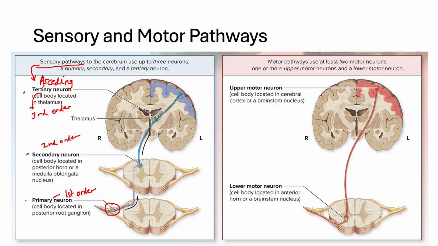Now, our motor pathway is the opposite, right? This is information that's being sent from the brain toward the skeletal muscles. So this is going to be a descending pathway.